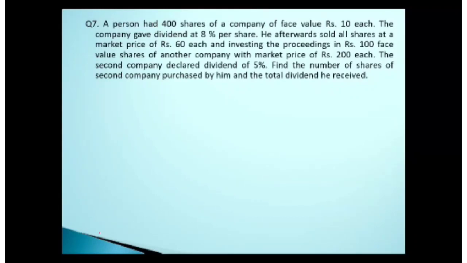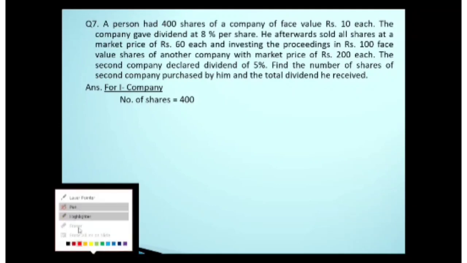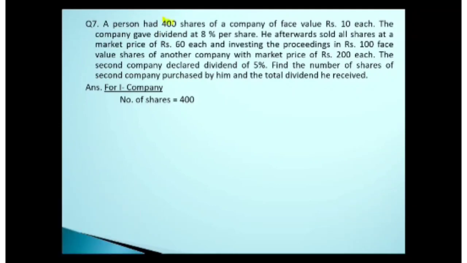So let us see how the solution has to be done for this particular problem. All right. So for the first company, first of all, we will calculate for the first company, and after that we will move to the second one. So I just put down the subtitle, first company. So what is the number of shares for the first company? 400. If you want, I can just highlight and let you know. All right. So 400. This is your number of shares for the first company.